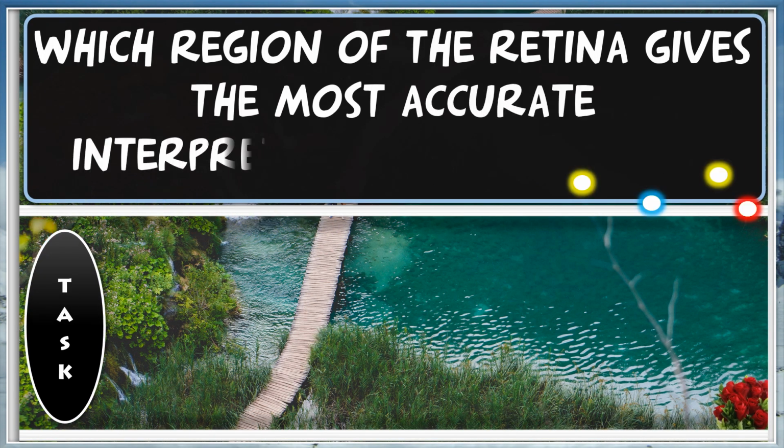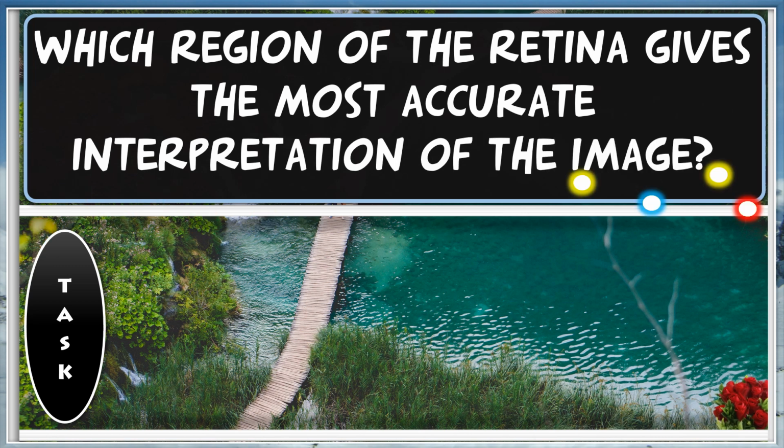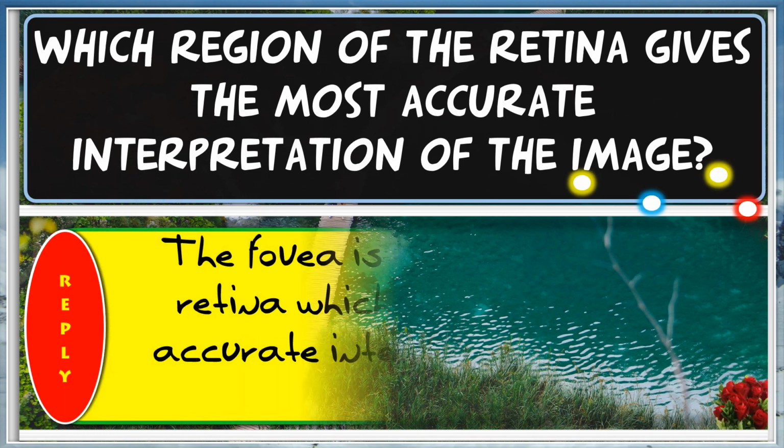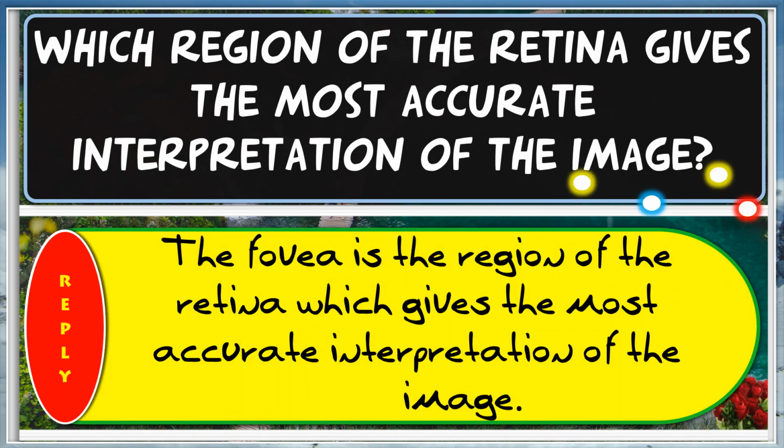Which region of the retina gives the most accurate interpretation of the image? The fovea is the region of the retina which gives the most accurate interpretation of the image.